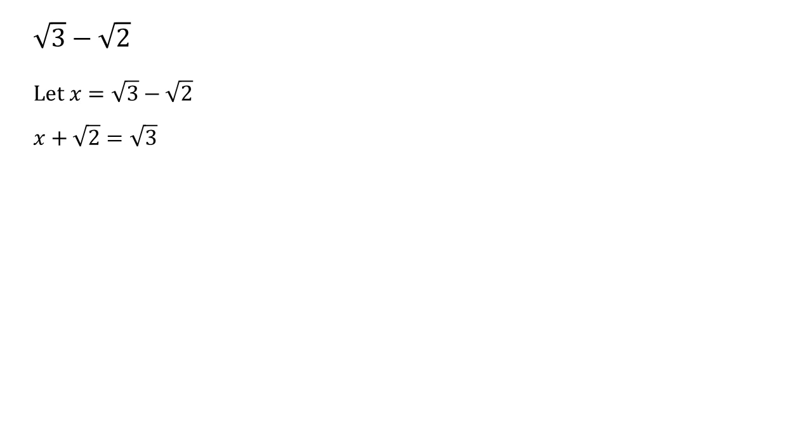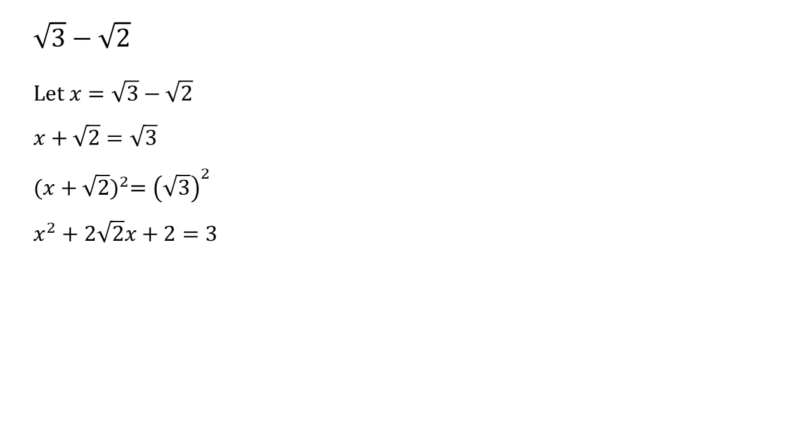We're now going to square both sides just to get rid of some of those roots. So we'll have x plus root 2 all squared is equal to root 3 squared. The left-hand side, just expanding the brackets there, this would give us x squared plus 2 lots of root 2x plus root 2 squared, which is 2. And the right-hand side, well, the square of root 3 is just 3.